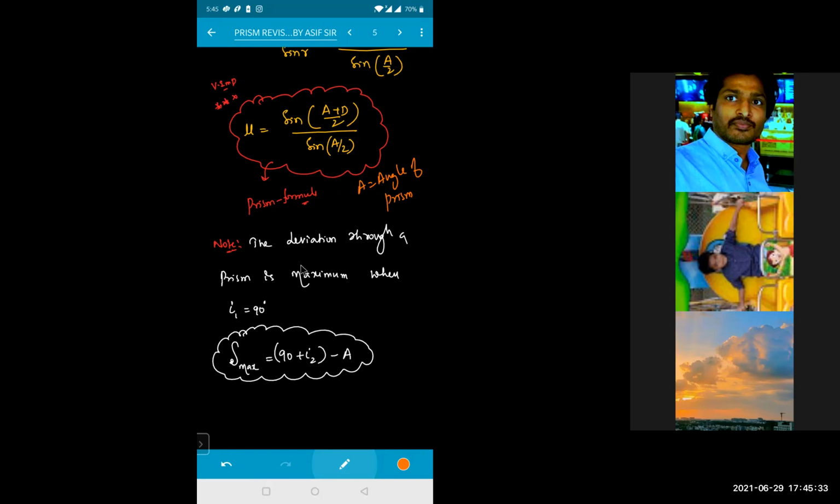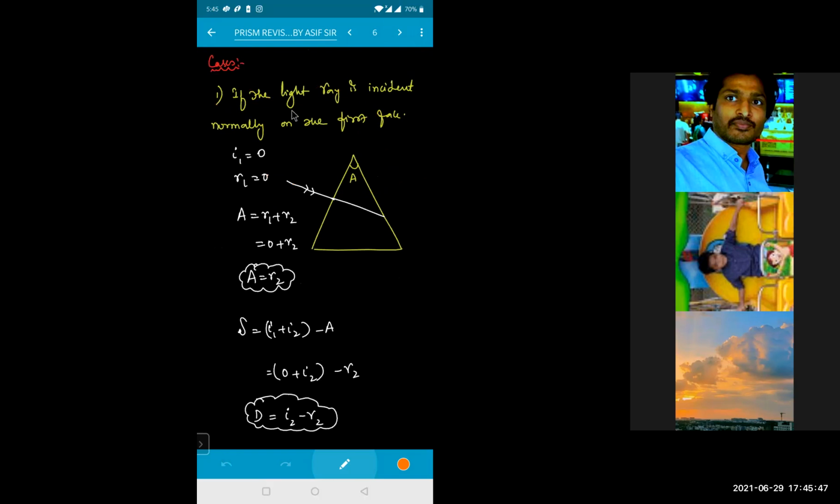Clear? Chalo. The deviation through the prism is maximum when I1 is 90 degrees. So deviation is maximum when I1 is 90 degrees. So maximum deviation is 90 plus I2 minus A. Okay? Chalo. Now let us try to quote the cases.